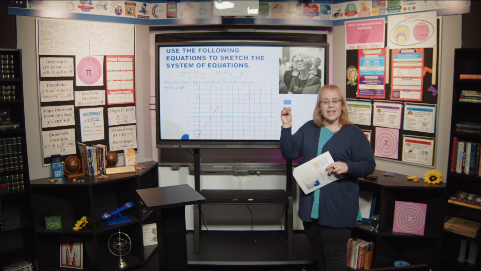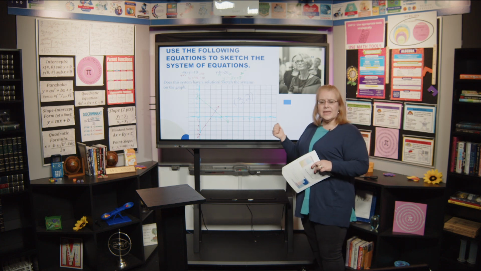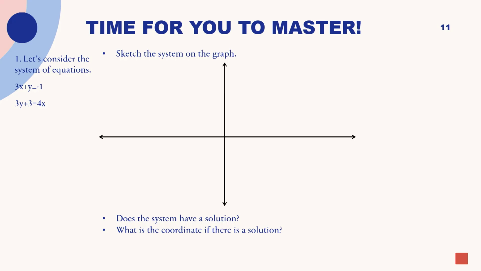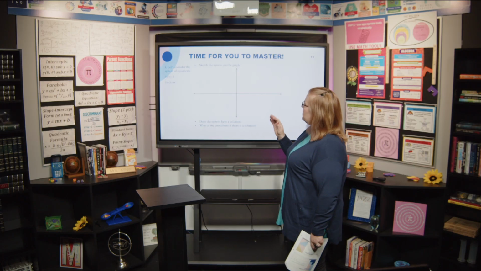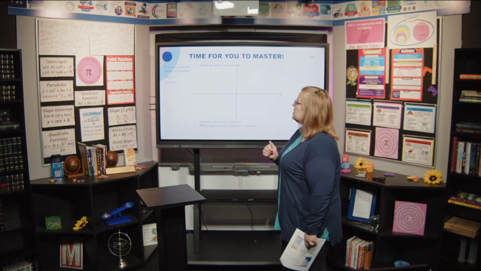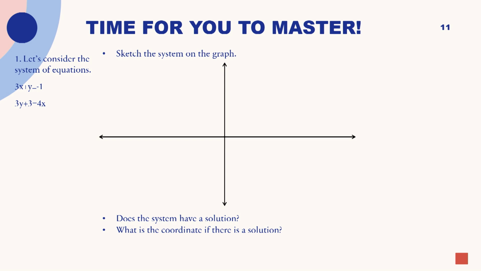We've always got those extra tools in our toolbox to help. So now it's time for us to master. I want to consider the system of equations: 3x plus y equals negative 1, and 3y plus 3 equals 4x.